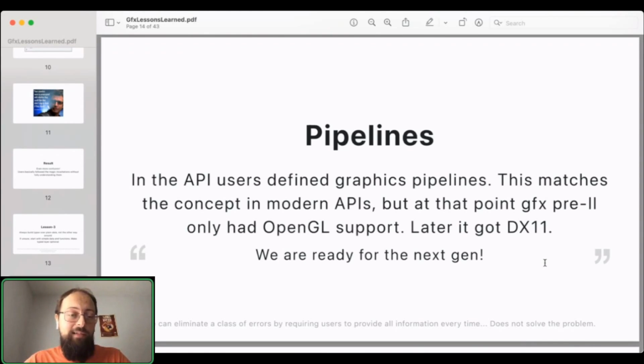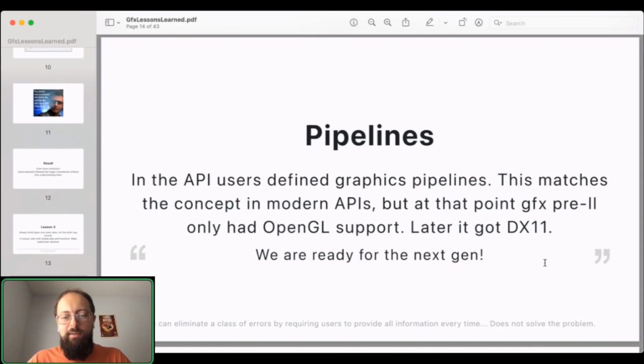Then this is a wonderful thing. We had a concept of the pipeline, and by that time we had already heard about the pipelines coming in Vulkan and Metal, and Vulkan wasn't even released at that point. So we thought users are going to specify everything, and we're going to call it a pipeline, and then we're going to build the Vulkan backend and Metal backend, and we are totally ready for the next gen. But we only had OpenGL at that point. So the concept of the pipeline was pretty far-fetched. We got DirectX 11 later, but never did we get Vulkan on gfx pre-low-level. We did get some of the Metal stuff, but it wasn't well tested, and nobody used that, basically.